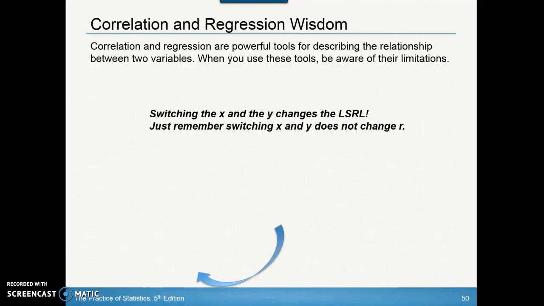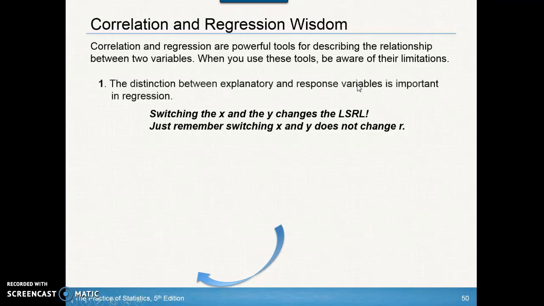The next thing we're going to take a look at is making sure that we are using correlation and regression wisely. Remember that correlation and regression are powerful tools for describing the relationship between two variables. When you use these tools, you need to be aware of their limitations. Number one, the distinction between the explanatory and response variable is important in regression.